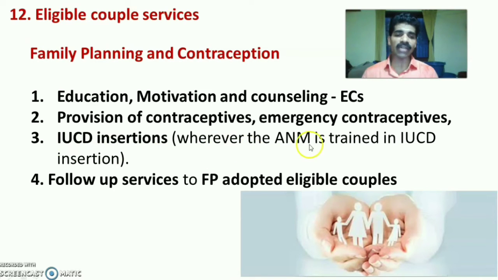Then IUD insertion, that is intrauterine contraceptive devices, that is copper T insertions. So that is done wherever ANM is trained in IUCD insertions. So if the sub-center has an ANM who is already trained with the IUD insertion, she can conduct the intrauterine contraceptive device insertion. Then follow-up services for all the family planning adopted eligible couples, that is permanent method adopted eligible couples. These all the services comes under family planning and contraception, especially for the eligible couples.